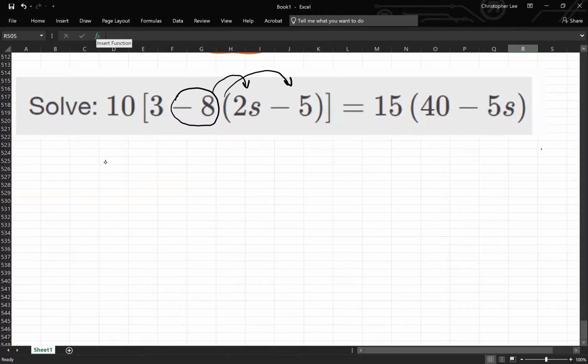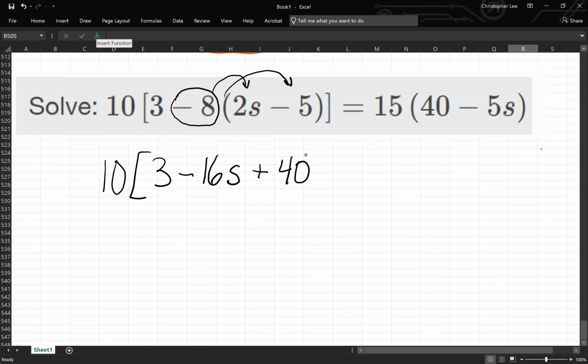So what do I have now? I have 10, open bracket, 3 minus 16s, minus, not 30, 40, right? Positive 40, right? There we go. Equals, what should I do on the other side?